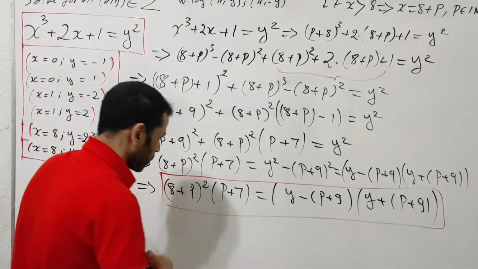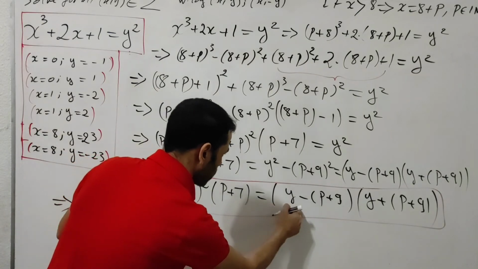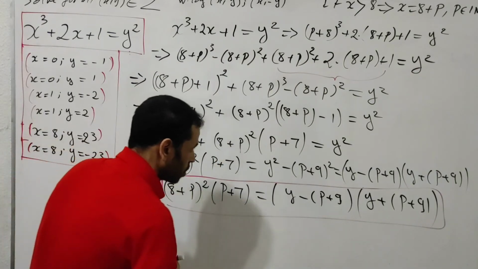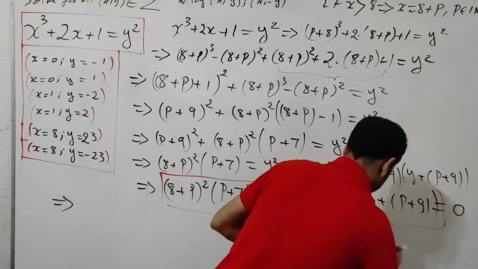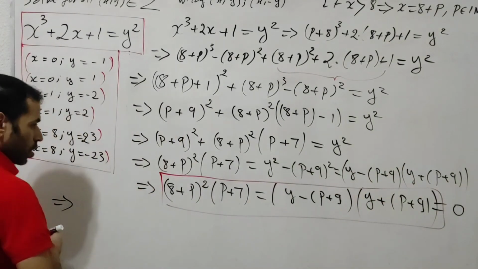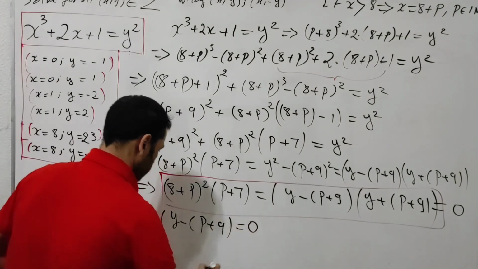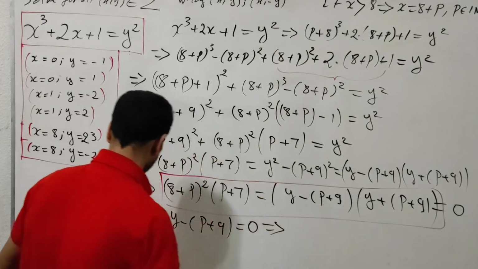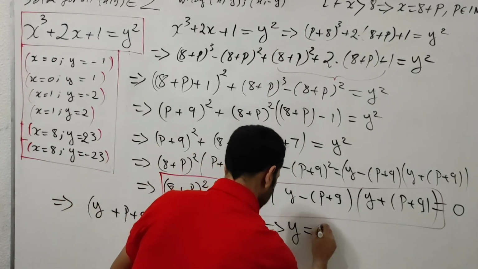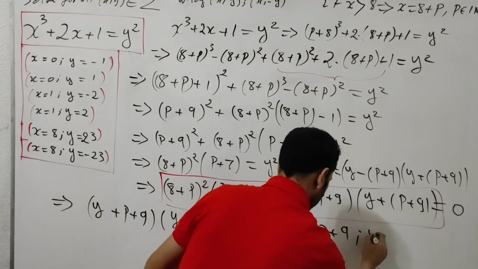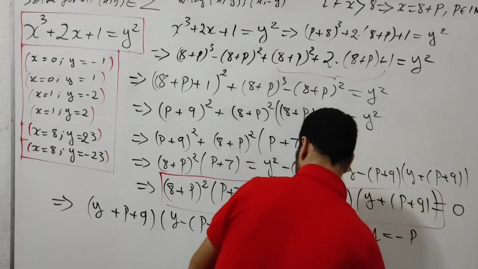This one is giving us the following solutions. If I put this as an equation, we'll have this one equal to 0, and I will have y plus p plus 9 equals 0. This gives us the following solutions. y equals p plus 9. The second solution is minus p minus 9.